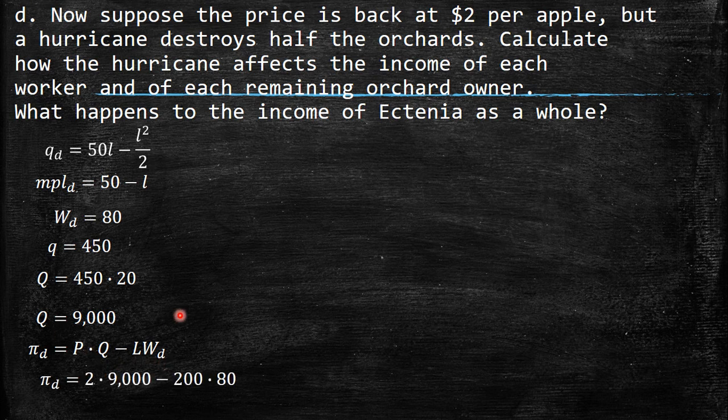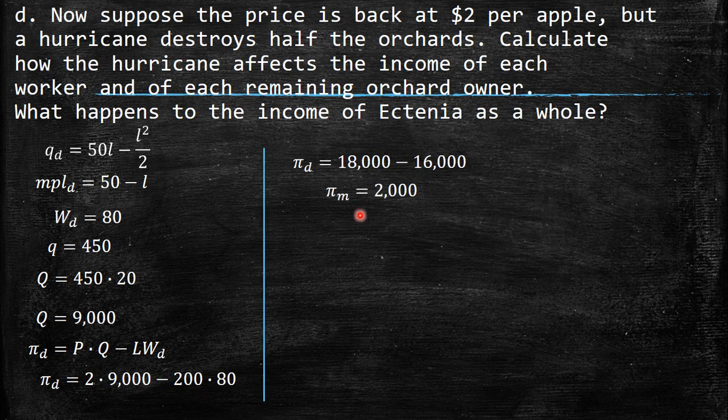This is the situation of all markets. You just replace P equal to 2, the total production is 9,000, L is equal to 200, and WD is equal to 80. Then it should be 18,000 minus 16,000. So the total profits of the market in situation D should be 2,000, which is half of the previous situation. And then the situation of each orchard should be exactly half, exactly the same. Okay, I hope you could grasp this exercise. I know that it's kind of tricky, but if you follow the steps and you understand what they're asking and the information that you have, I guess that you can go.